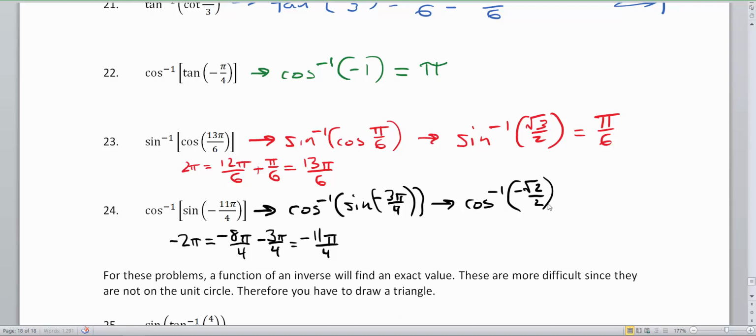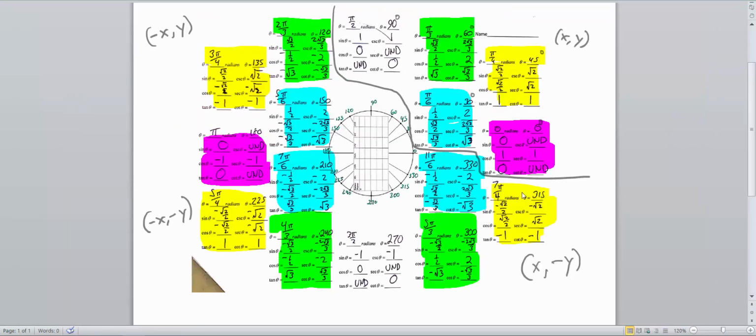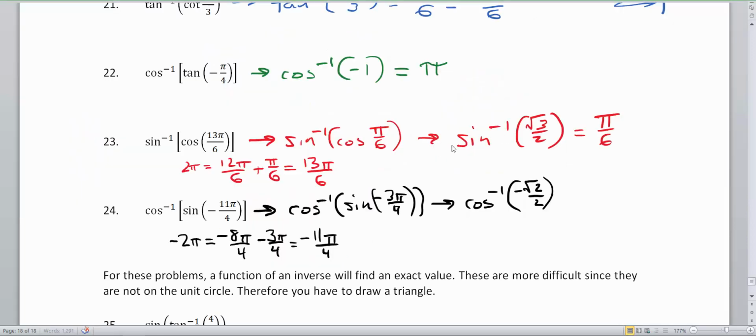So what this problem is asking is, where in the first or second quadrant is the cosine equal to negative square root of 2 over 2? And your answer is 3 pi over 4. See, check out my cosine value there, negative square root of 2 over 2. So my answer is 3 pi over 4.